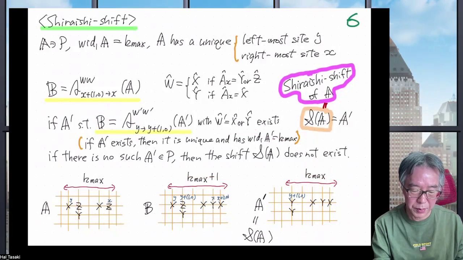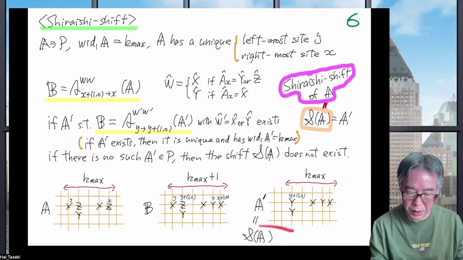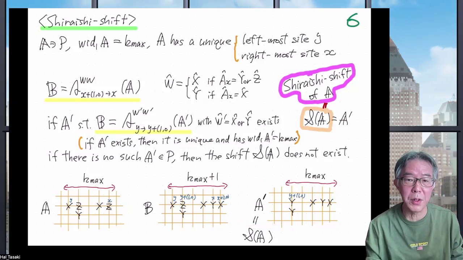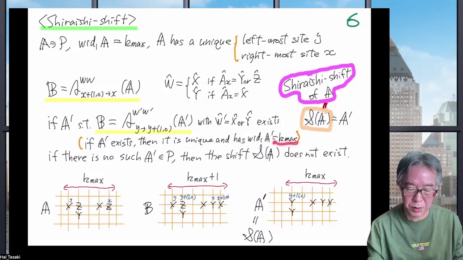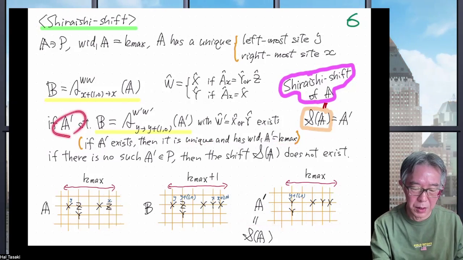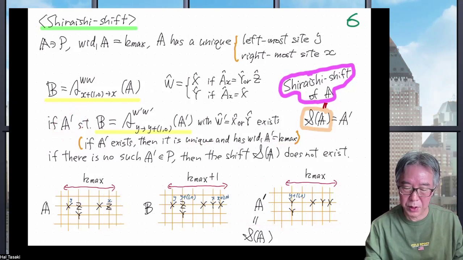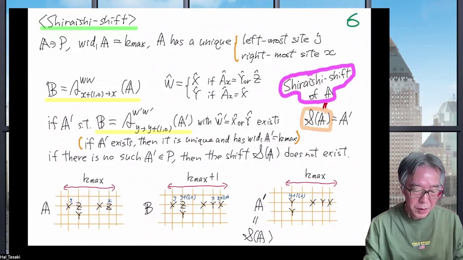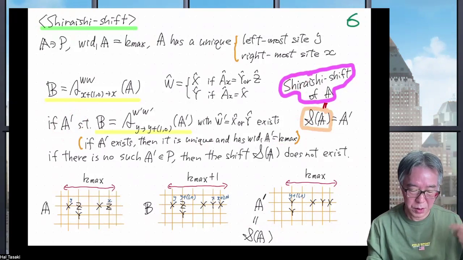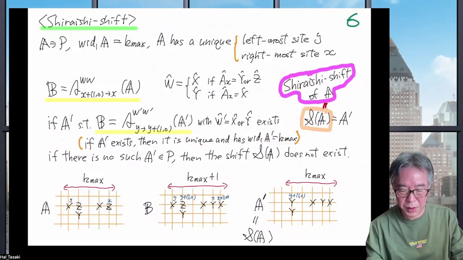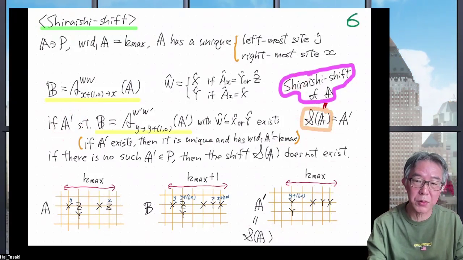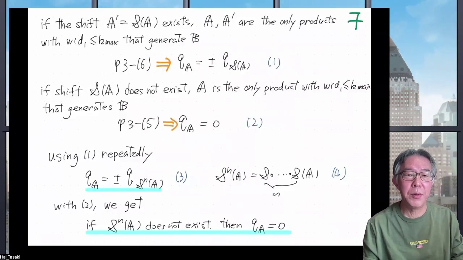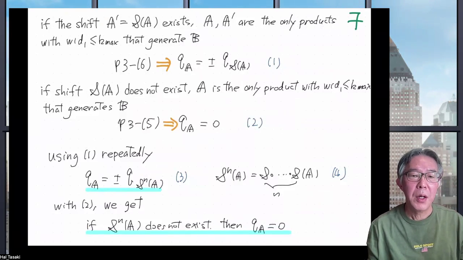And then I say that if A prime exists, then it is unique. You can find it from examining this situation carefully. And also, of course, it has this horizontal width K max. Okay, so if this kind of A prime exists, then I call it the Shiraishi shift of A and denote it as SA. S stands for Shiraishi, or the shift. Okay. And if there's no such A prime, of course, there can be a situation that you have no such A prime, and then we say that the Shiraishi shift does not exist. Okay, is this clear?